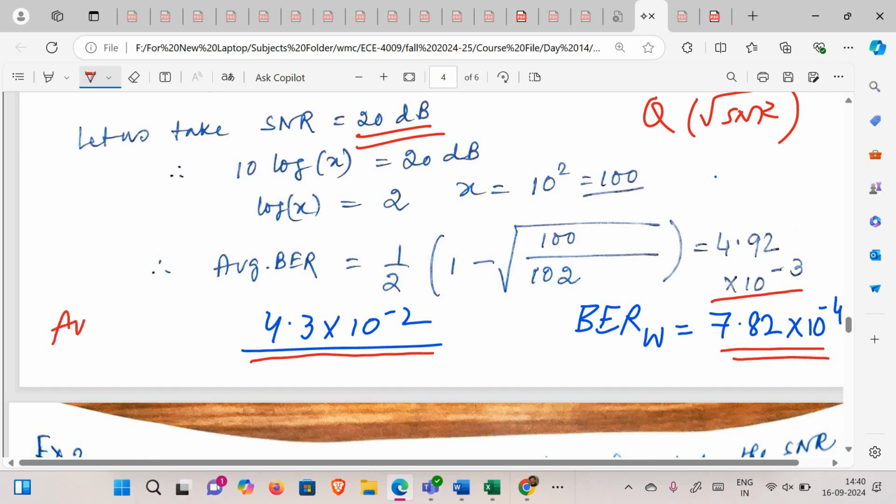So this is the average BER at SNR 10 dB. This is the BER wired at SNR 10 dB. If we compare with respect to 10 dB SNR only, the wired scenario is giving you 7.82 into 10 to the power minus 4, but the wireless scenario for the same SNR condition is providing a very high value of 4.3 into 10 to the power minus 2. Remember, the 7.82 we received was when using BPSK. So with BPSK wireless, we are getting 4.3 into 10 to the power minus 2. Pretty high value of bit error rate.